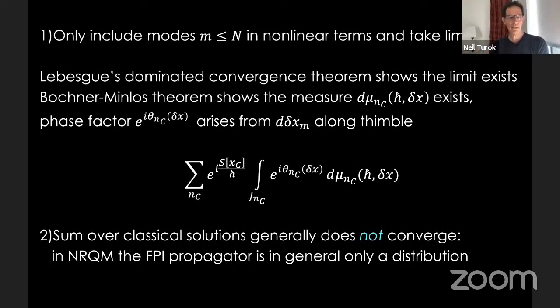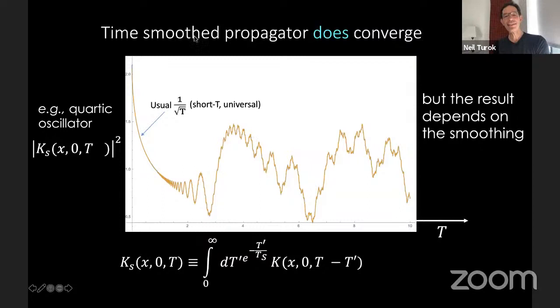Now, I also want to note that the sum over classical solutions here generally does not converge, okay? And this is something which is not mentioned, for example, in Feynman's book. The fact the sum does not converge means that in non-relativistic quantum mechanics, the propagator is in general not a well-defined function. It's only a distribution. It's not continuous, and only integrals of it against smooth functions are well-defined. However, if you smooth the propagator, it does converge.